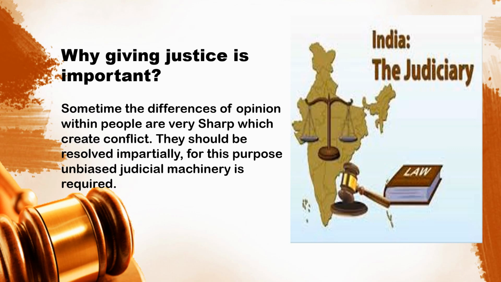And when these become conflicts, the conflicts have to be resolved in a very impartial and unbiased manner. That is, impartial and unbiased means that without taking the side of any of the people, justice should be given. So for this justice to be given impartially and in an unbiased manner, the judicial machinery or the judicial system also should be impartial and unbiased. This is why justice needs to be given to the people, and that justice should be impartial and unbiased.